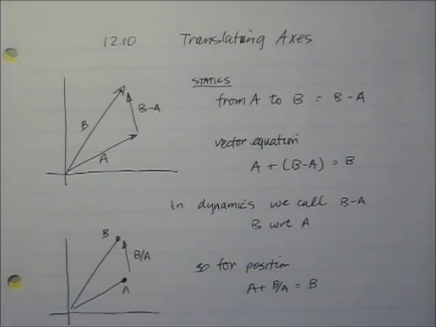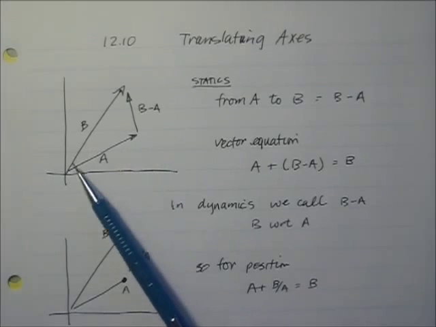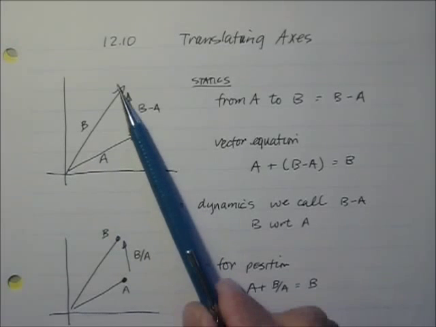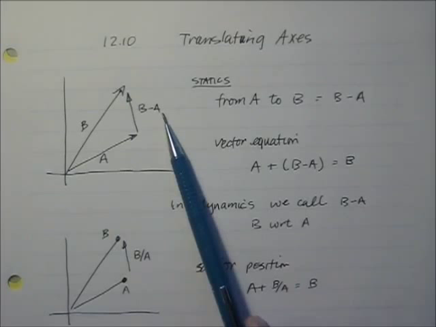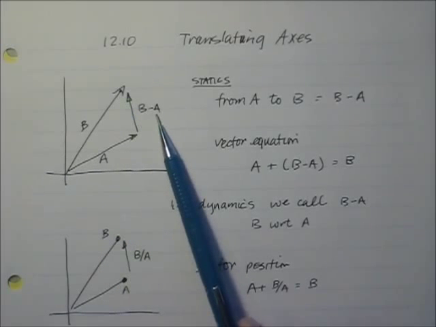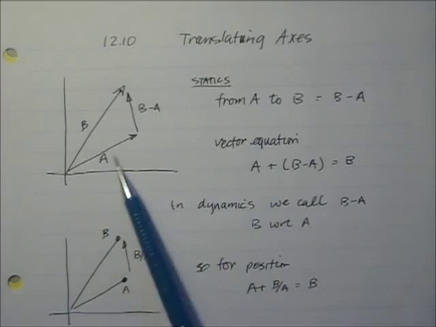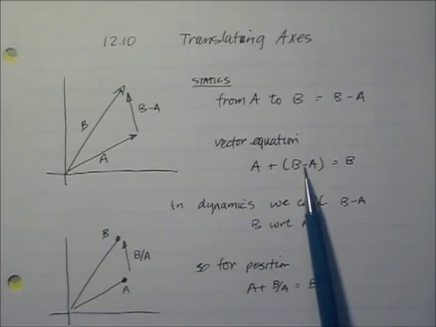All right, we're going to talk about translating axes now. Remember from statics, using vectors, we could suggest that there's a vector A and a vector B, and the difference between them was considered B minus A. So if you want to go from A to B, you have to go through B minus A. And the vector equation would suggest that A plus B minus A equals B.